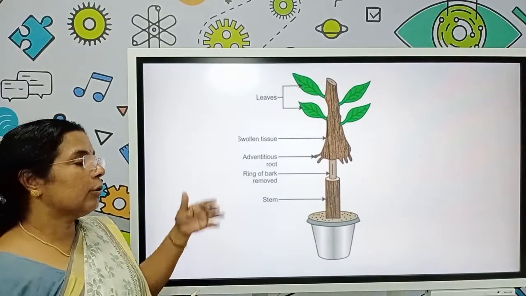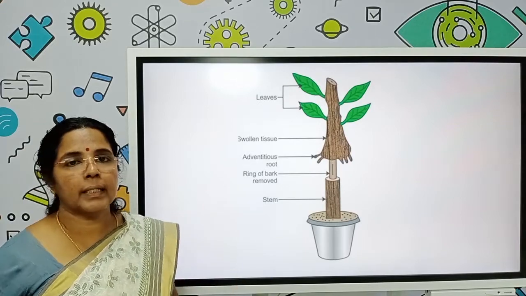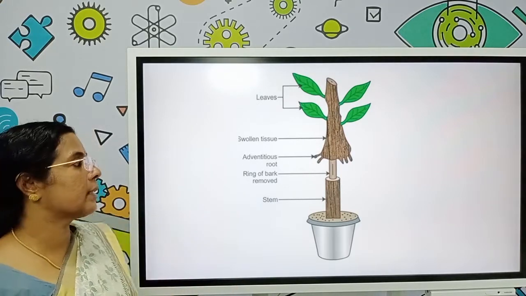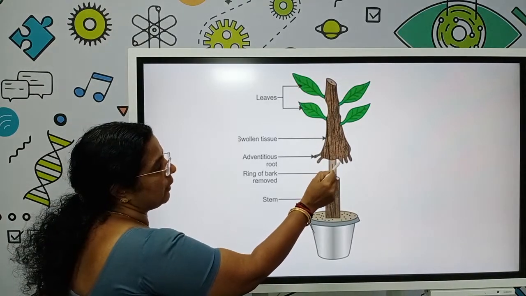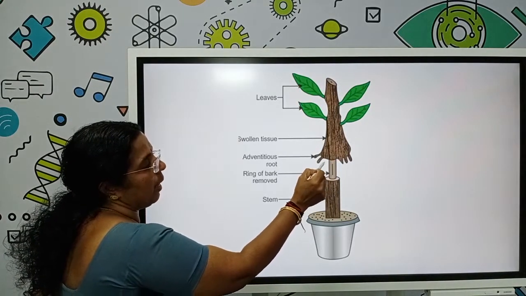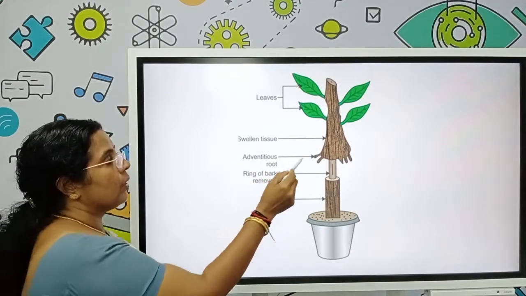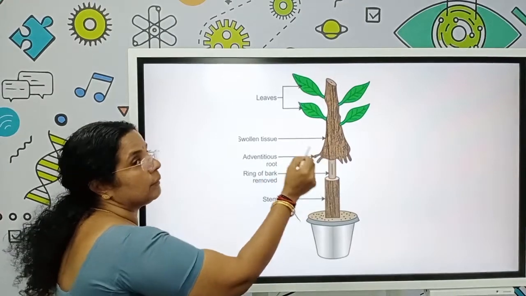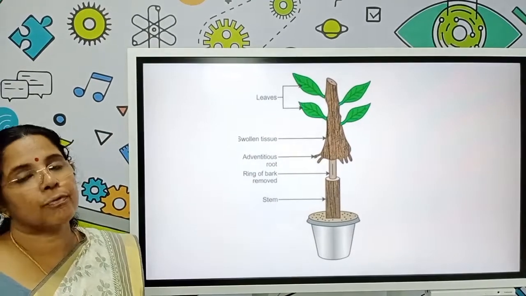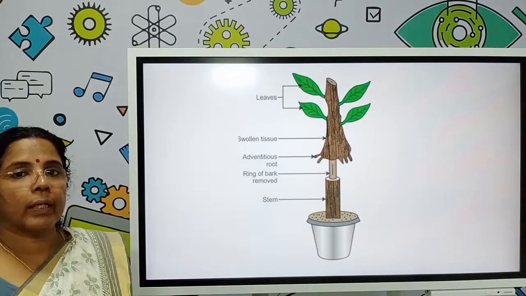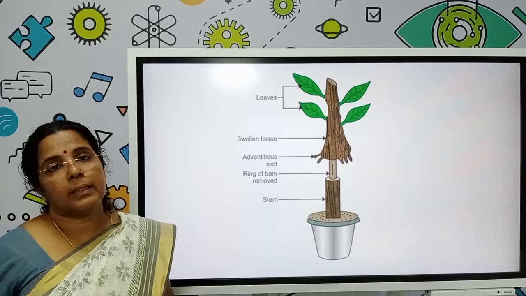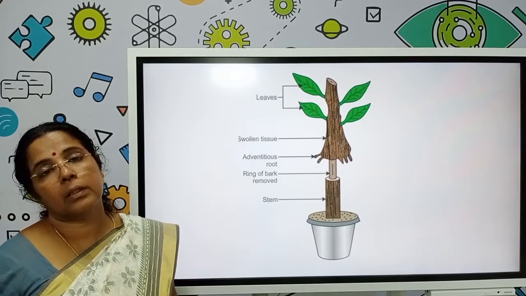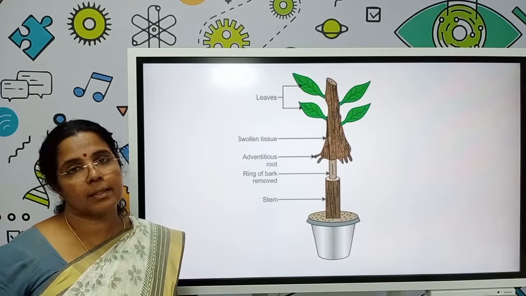Then you keep it there for a few days, and after a few days you can see swollen portions just above the place where the bark is removed. This swelling is mainly due to the deposition of food, the collection of food there. So that experiment proved that the phloem transports food and not the xylem.